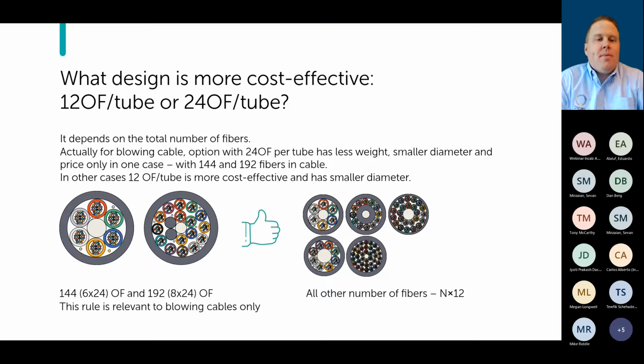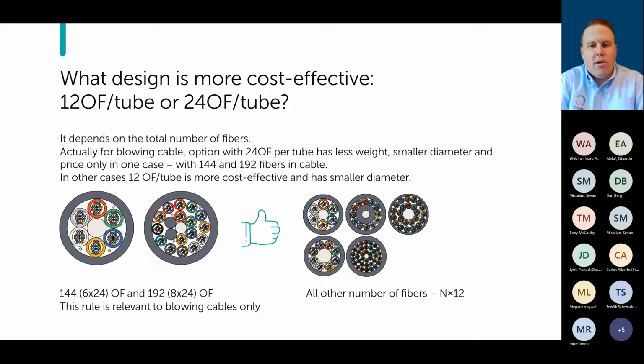The next thing is looking at going between a 12 fiber per tube or a 24 fiber per tube. I mentioned that once you really start getting into really high fiber counts, you might have to go with a 24, but a 12 fiber per tube is typically going to be the standard. Now, one thing that's really interesting with our blown cables is the cost effect of going with a 24 versus a 12 fiber per tube design. In blown cables, 24 fibers per tube gives less weight and a smaller diameter in only one case, and that's with our 144 and our 192 fiber designs.